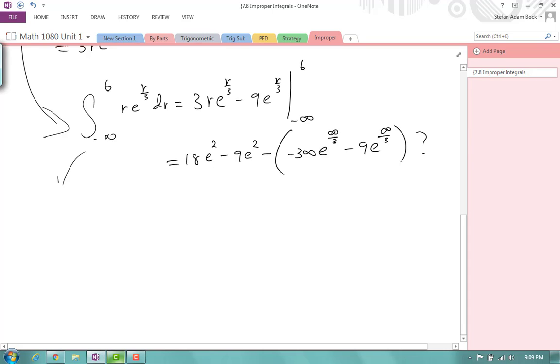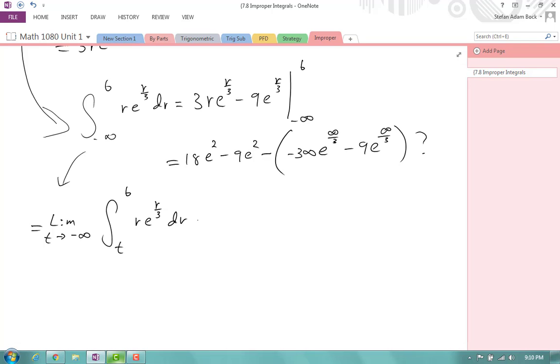So I'll rewrite my integral equal to the limit as t, a popular choice of letter, t goes to minus infinity of the integral from t up to 6 of r e to the r over 3 dr. This is the same kind of step we use when we go from Riemann sums to integrals, because the integral is the infinite limit of the Riemann sum. Just like a limit to infinity is going to be the infinite limit of this smaller, finite, definite integral.